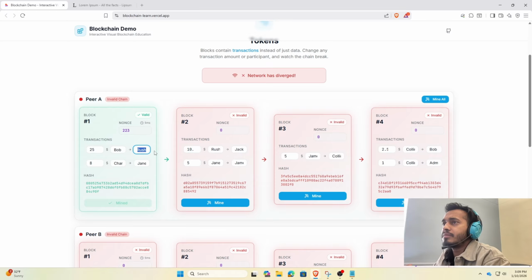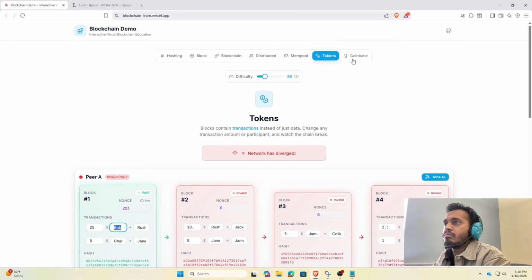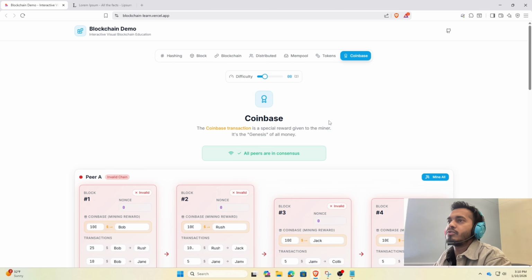And the next thing is, every transaction has to be logically valid. That means if $25 needs to be sent by Bob to Ross, does Bob really have $25? How can we check whether Bob really has $25 or not? Okay, that is the thing we need to understand. So let's try to understand with these Coinbase transactions. A Coinbase transaction is a special reward given to the miners. It is the genesis of all money.